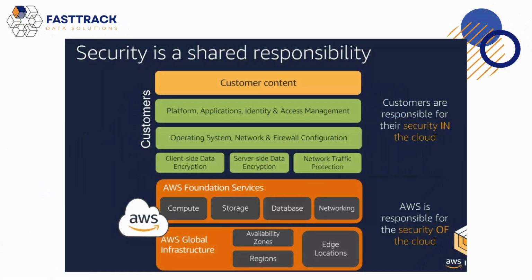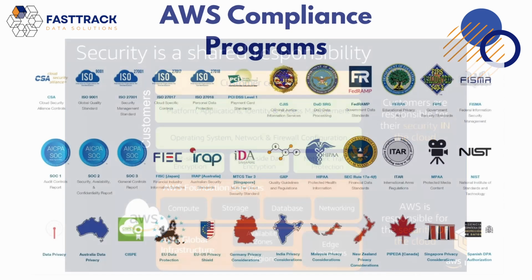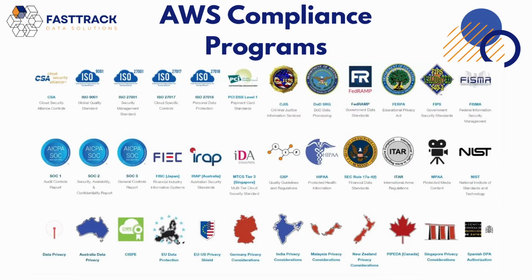This defines how security and compliance duties are split between AWS and the customer. AWS is responsible for security of the cloud. This means protecting the infrastructure, hardware, software, networking, and facilities that run AWS services. Customers are responsible for security in the cloud. This includes securing their data, applications, operating systems, and managing user access. AWS has a comprehensive compliance program to help organizations meet regulatory, security, and industry standards.